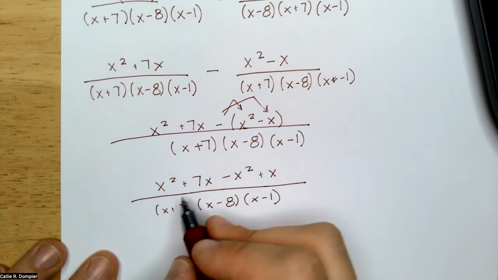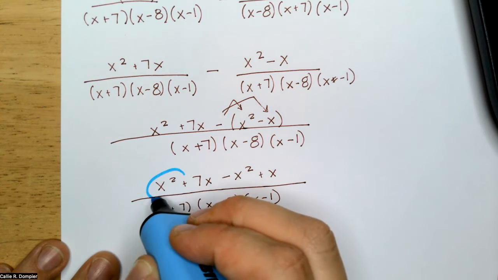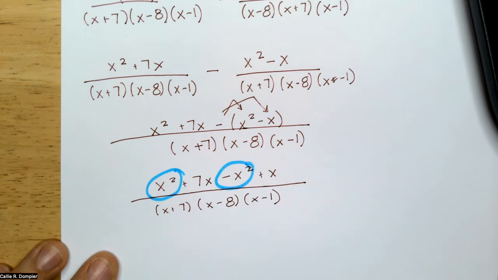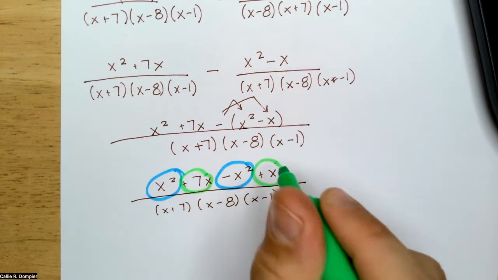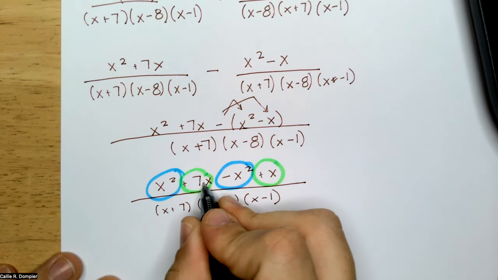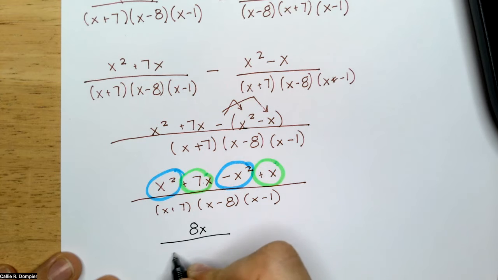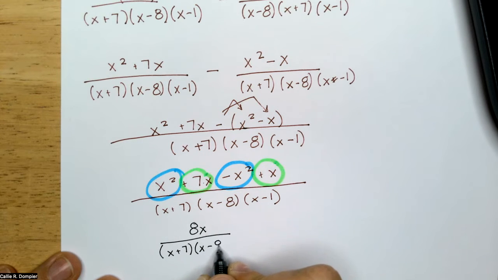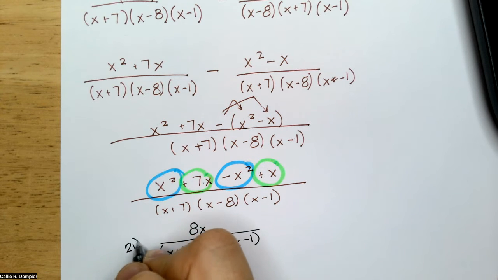Good. X squared minus x squared, those cancel out if I'm combining like terms. So those two cancel, and all I have is 7x plus x. So I have 8x over x plus 7 times x minus 8 times x minus 1. So obviously nothing factors out. That's my final answer for number 21.